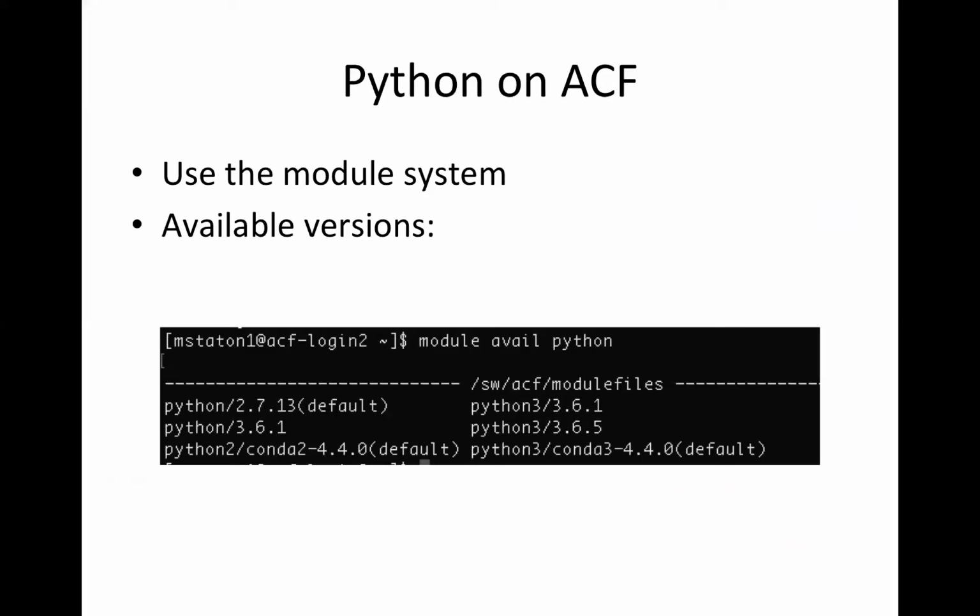Python is available on the module system on ACF. So if you type module avail Python, you're gonna get a whole bunch of options. The default is 2.7.13. I think that's crazy. I don't know why the default is still 2, but they have 3.6.1 available. You can also do module load Python 3. And so then if you type Python on the command line, it uses Python 2, but if you type Python 3, it uses 3, so that you can use them both interchangeably.